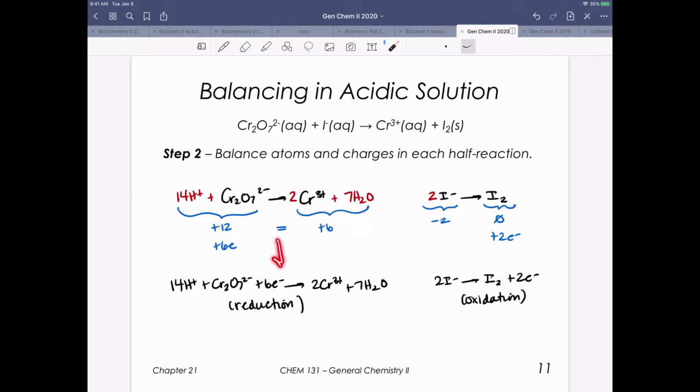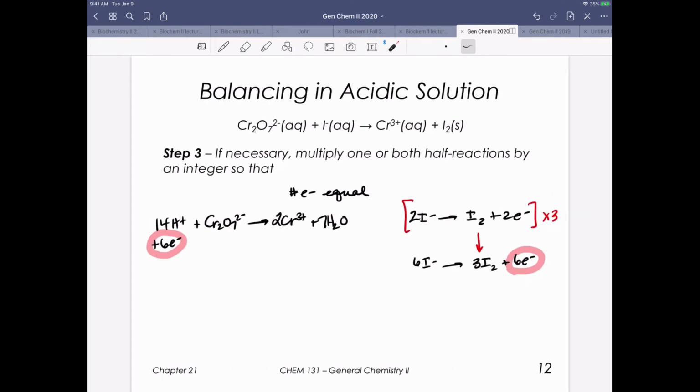But as we add all of this up here, I'm going to have 14 H+ plus 1 dichromate anion plus 6 electrons in my reduction reaction makes 2 chromium 3+ and then 7 waters. Okay, so that was step 2. Again, that's the most involved step probably, but also the most prone to having silly little mistakes that can make your math be off.